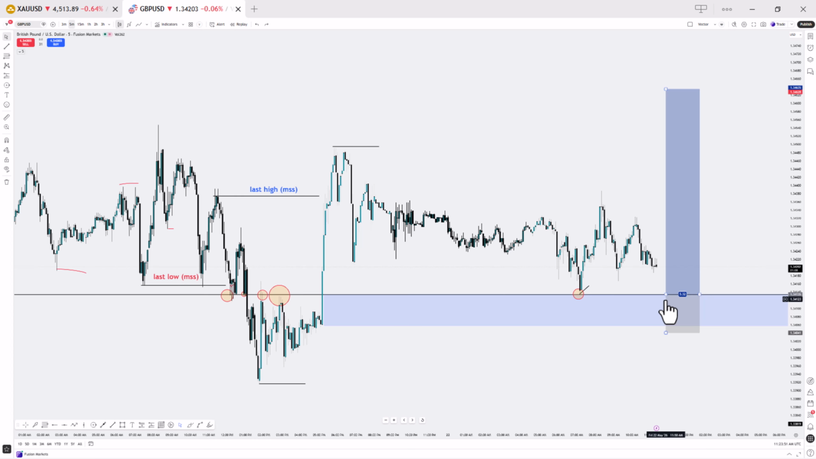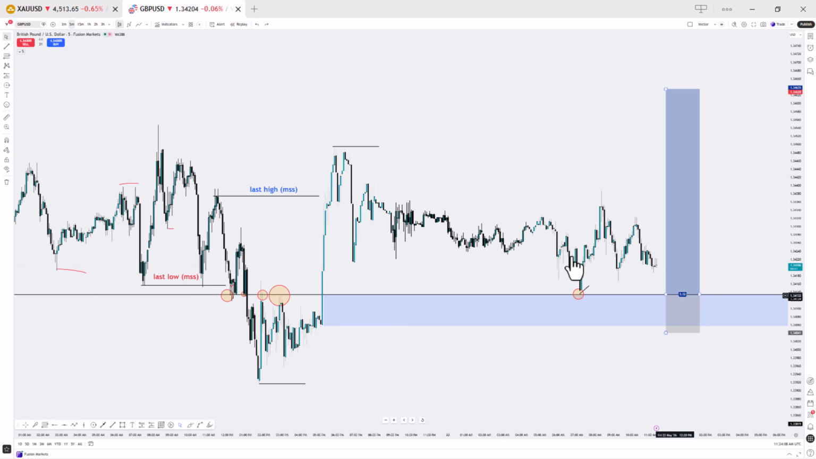So this trade, yes, I'll probably look for a rejection, but not really a confirmation. I'll look for a rejection or an engulfing candle before I start entering into my trades. But that's just how I trade. That's just how I analyze the market.